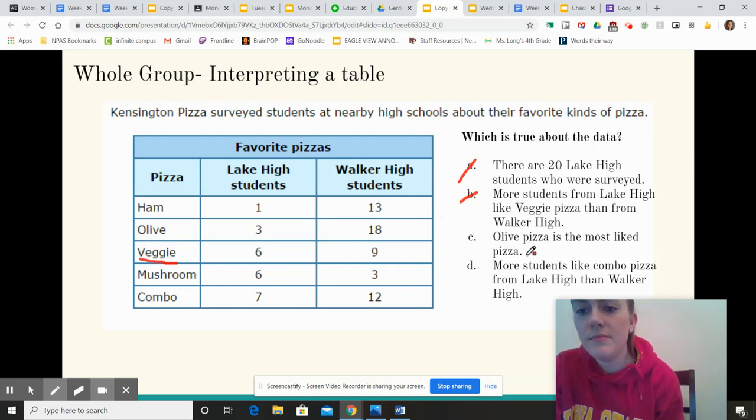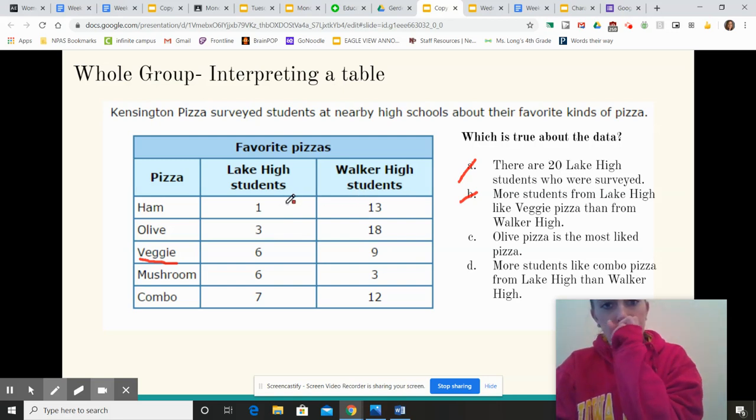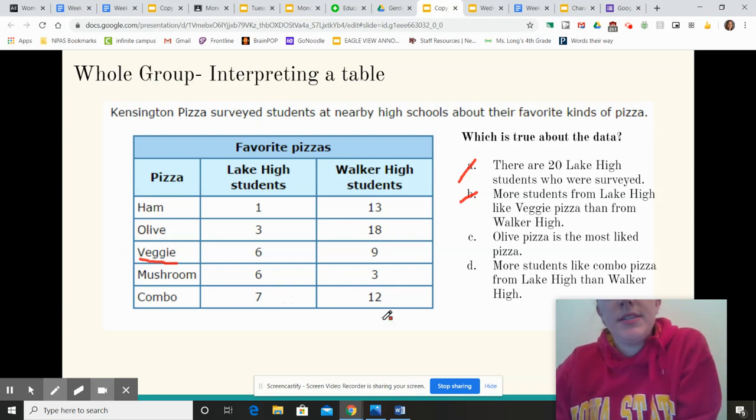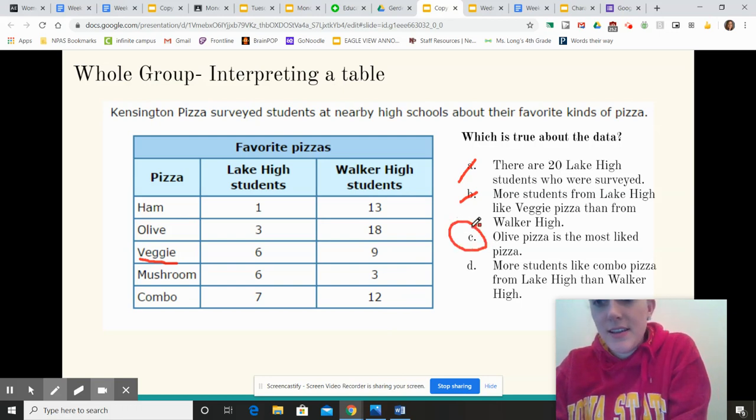Olive pizza is the most liked pizza. 3 and 18. Wow. So that's 21. Ham, 13 plus 1 is 14. So it still beats that. 6 plus 9 is 15. 6 plus 3 is 9. 7 plus 12 is 19. So that is true. Olive pizza is the most liked.